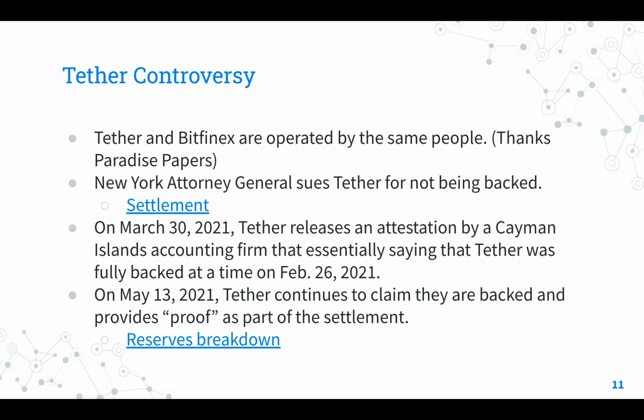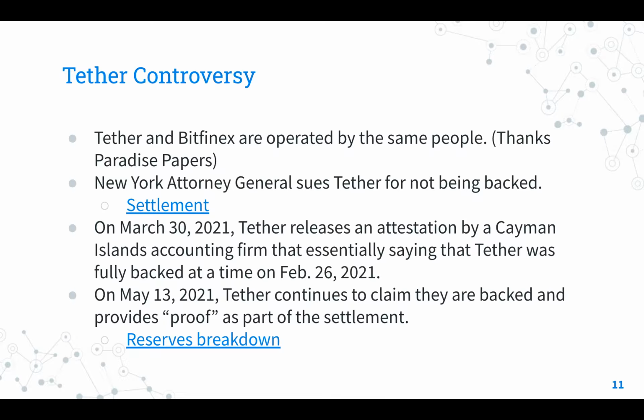So the Tether controversy. Tether is generally known to be a shady company. Some people have faith in it, like, whatever, $1, yes, I believe them. But a lot of people think it seems kind of dangerous that the most popular stablecoin may not be backed. The general gist of what's going on is that Tether and a large exchange called Bitfinex are operated by the same people. We found that out thanks to the Paradise Papers. And then the New York Attorney General sued Tether for not being backed. We will look at the settlement in a second.